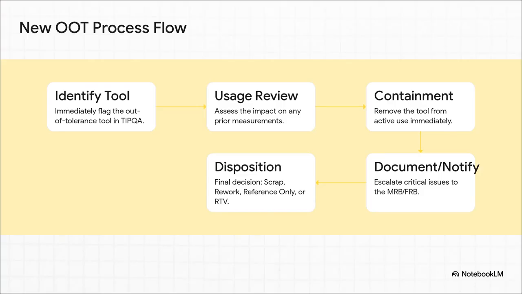So what does this new process actually look like from a high level? Well, it all kicks off the second an OOT tool is identified. From there, we've got to review its history, lock it down with containment measures, document everything, and then notify the owner so they can make that final call. Let's break down where we, the metrology team, fit into each one of these steps.